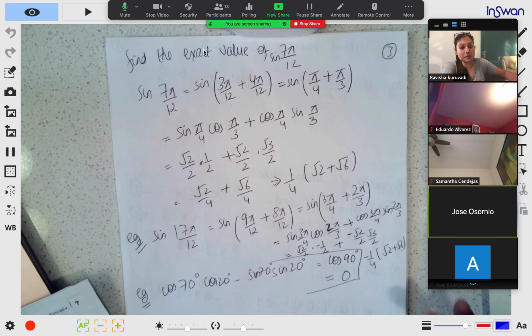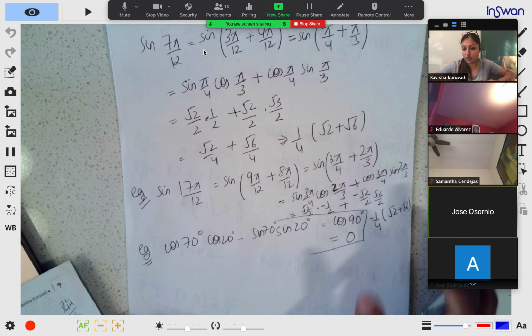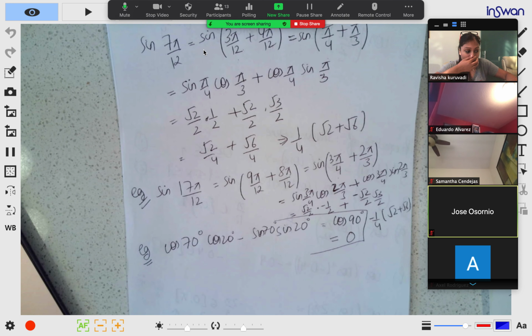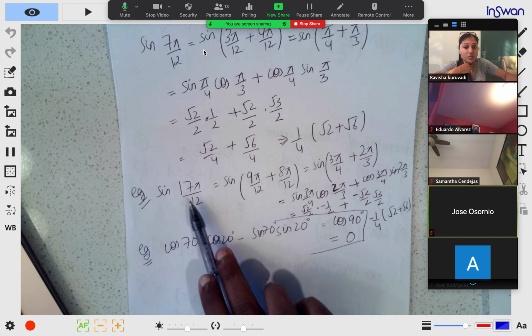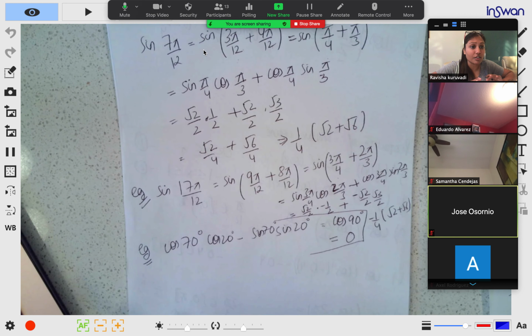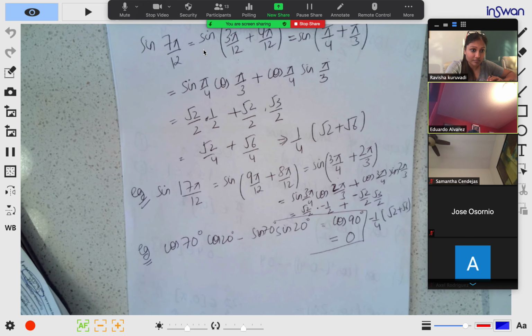So basically you just plug in values and then solve. You have to figure out a way to write 17 pi by 12. Always you should have your unit circle in front of you, then only you can figure it out. I printed one, and I really think it's recommended for you guys to do it too. Yeah, the unit circle is very important, guys. You cannot do without the unit circle in front of you.